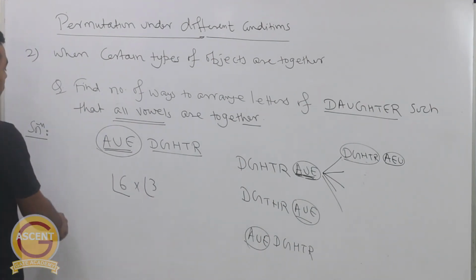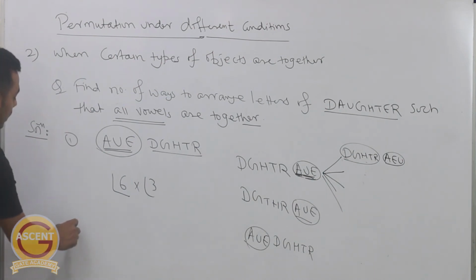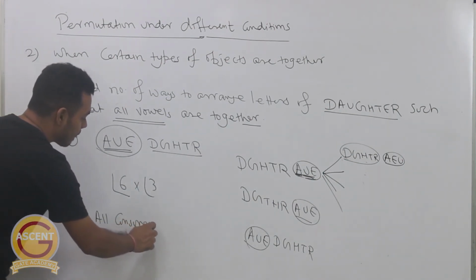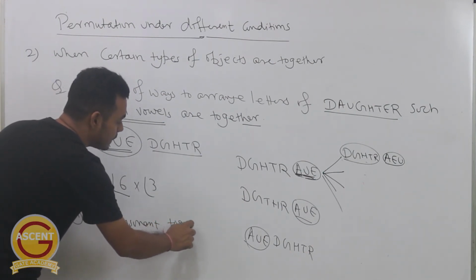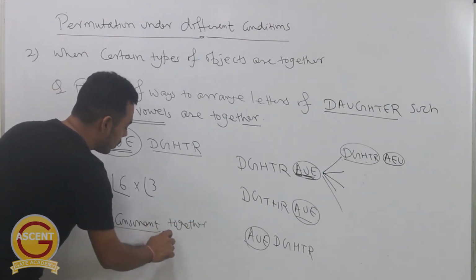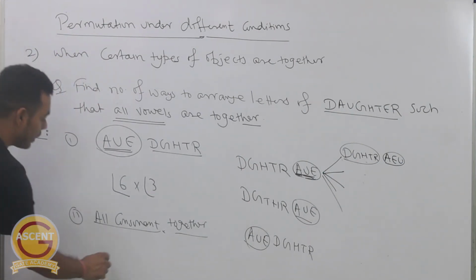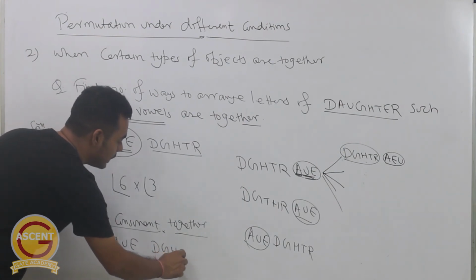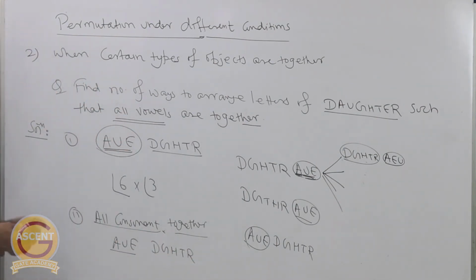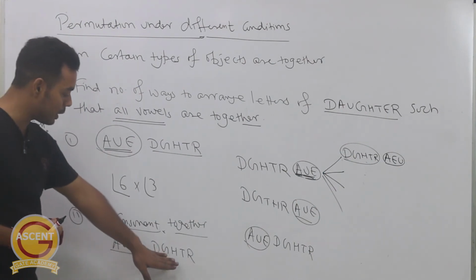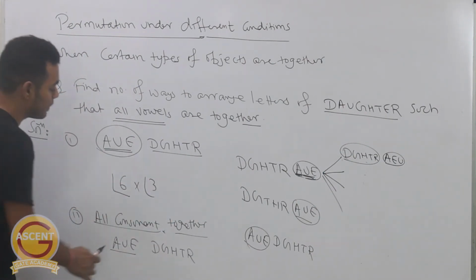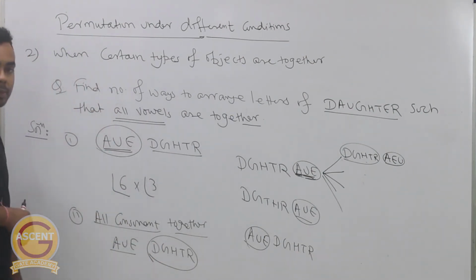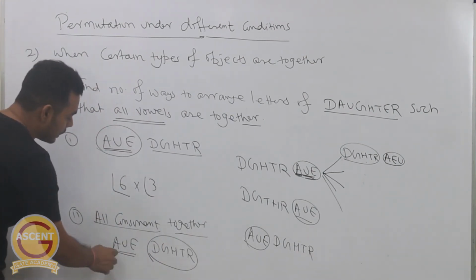Now suppose this was the first part of the problem. The second part of the problem is all consonants together. We have to arrange these 8 letters in such a manner that all consonants are together. So now you have 3 vowels A, U, E, and then you have 5 consonants D, G, H, T, R. Our problem is we have to arrange them in such a manner that all the 5 consonants are together. So this means we have to count these 5 consonants as 1 unit.